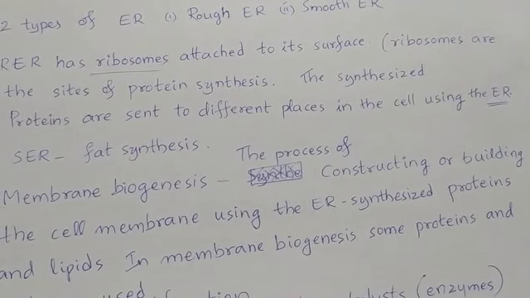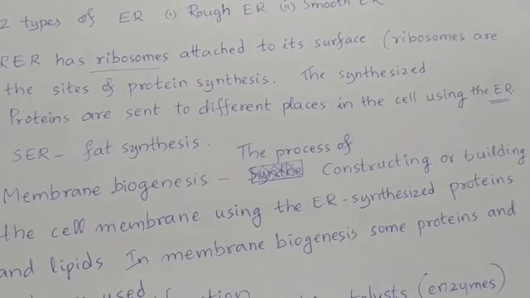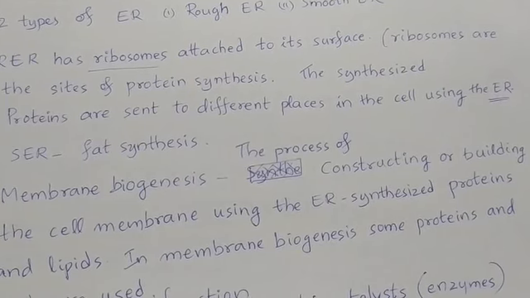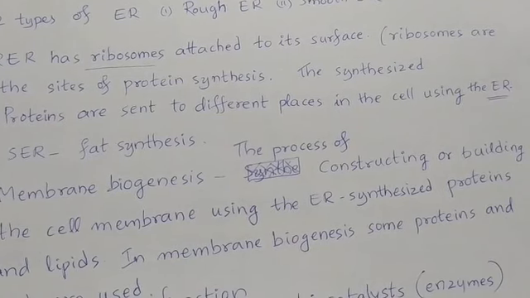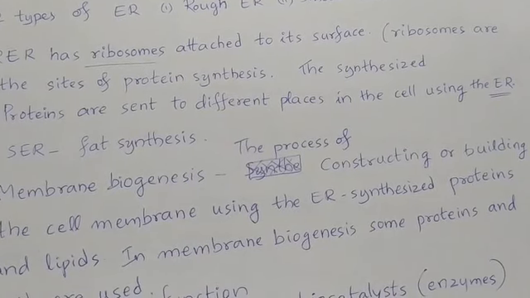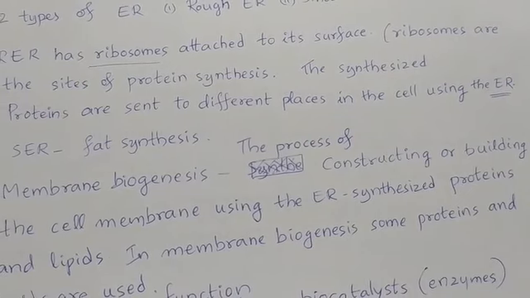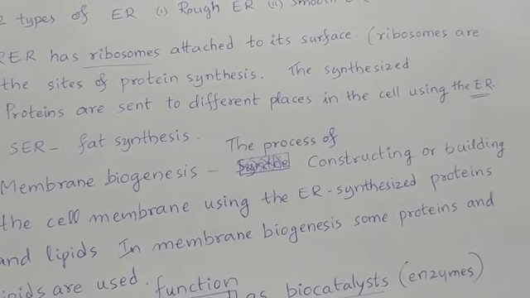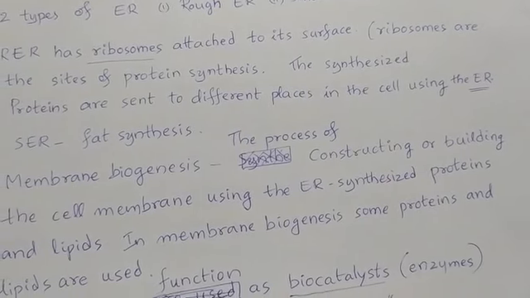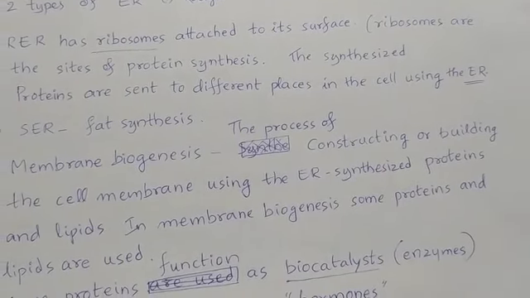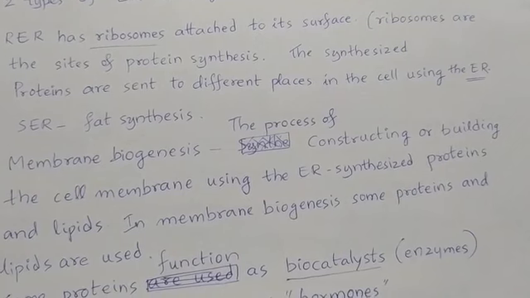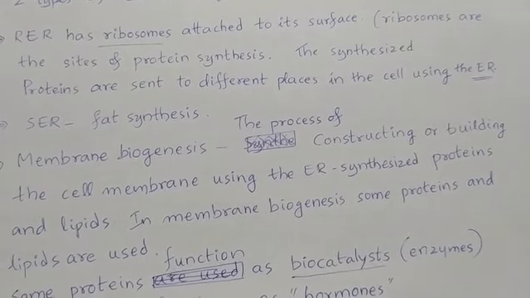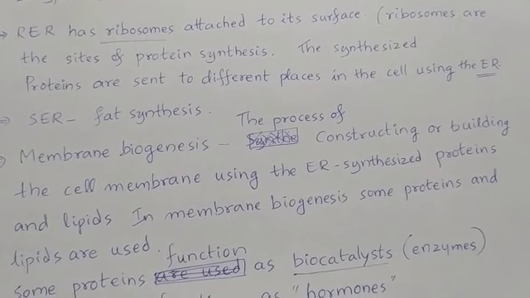Coming to smooth endoplasmic reticulum, it provides the surface for the biochemical reactions involved in lipid synthesis or fat synthesis. So totally, from rough endoplasmic reticulum, proteins are produced, and from smooth endoplasmic reticulum, lipids are produced.